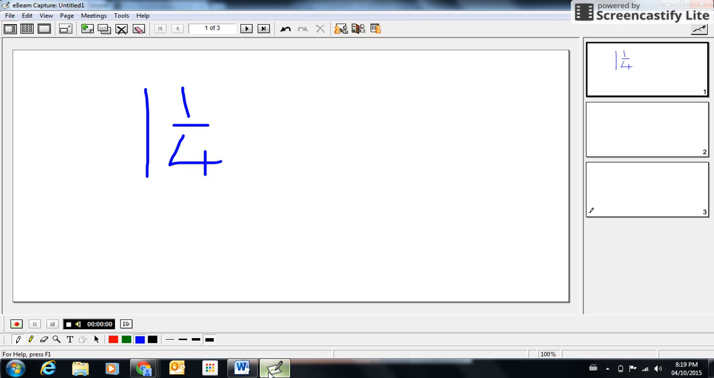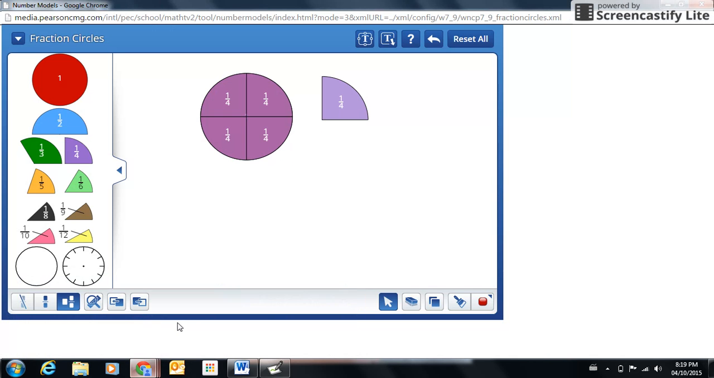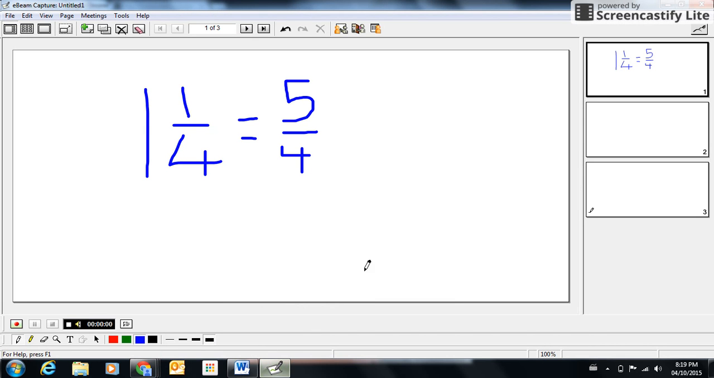So if we went back here, we could say 1 and 1/4 is actually equal to, well, it took us 5 quarters. So that's one way you can answer that problem. That's if we had access to fraction circles at all times. But guess what? Life doesn't work out that way, and sometimes you don't have your fraction circles with you when you're asked this question. So can I show you another way I'd do it?